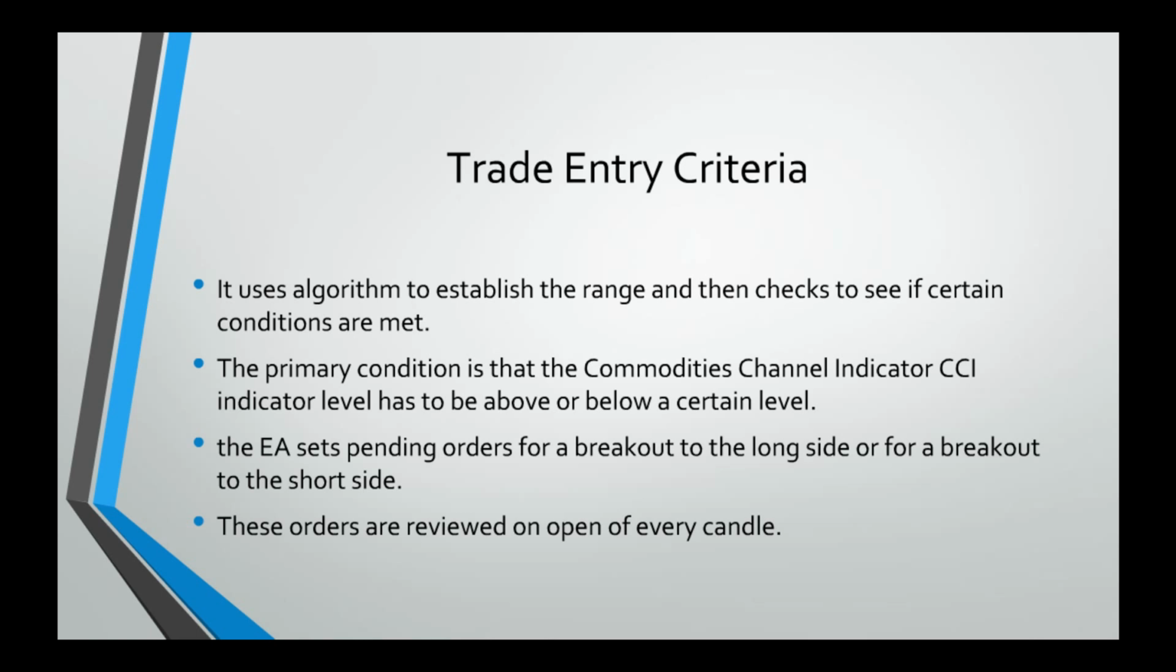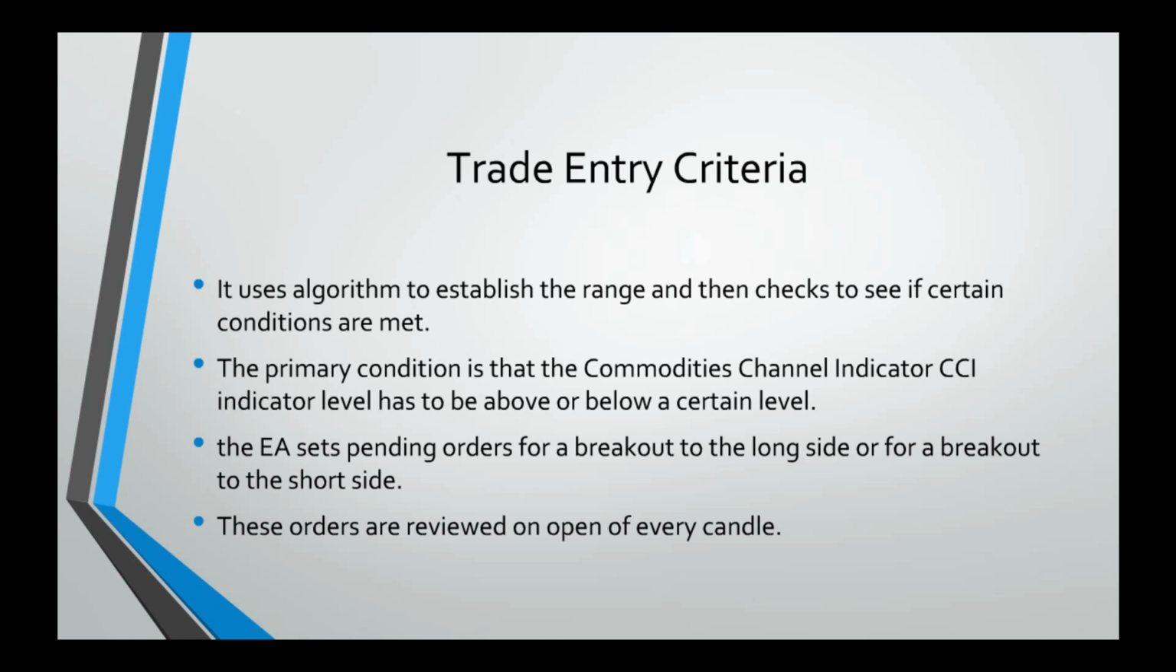So this is purely set up on the basis that we're looking to see where the breakout points on the range might be. However, we do set a couple of conditions. One of them is we use something called the Commodities Channel Indicator. Now you might ask me what that is. That basically is an oscillator.